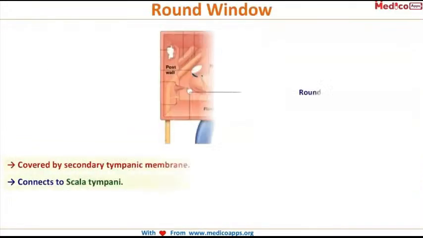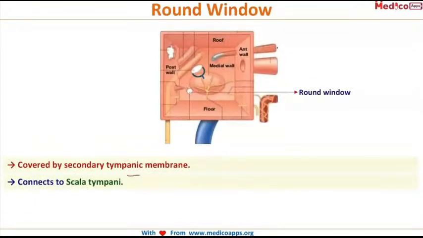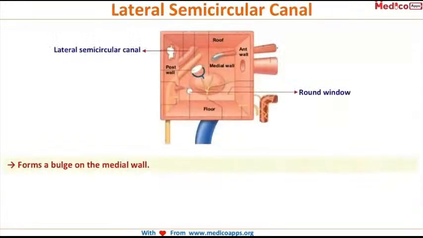Now the round window is covered by a secondary tympanic membrane. See, this is the round window, and it is covered by a secondary tympanic membrane, and it connects to the scala tympani. The next structure is the lateral semicircular canal. It forms a bulge on the medial wall. You can see this is the bulge formed on the medial wall by the lateral semicircular canal.